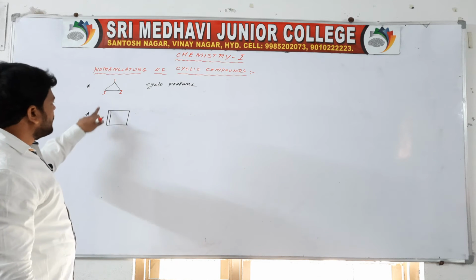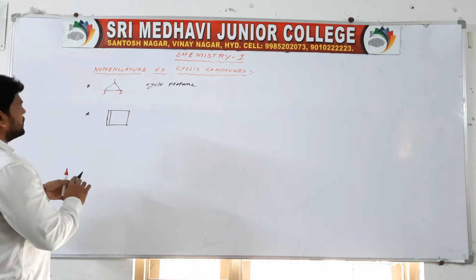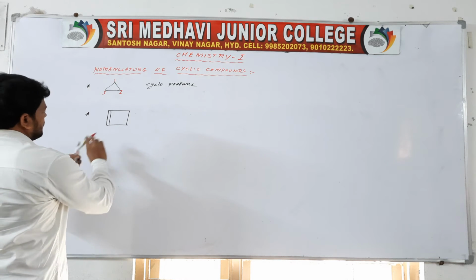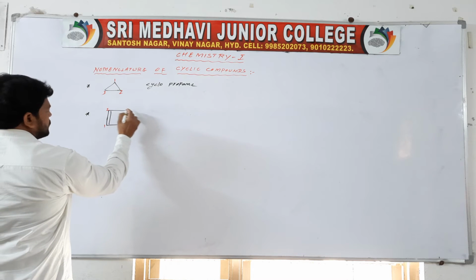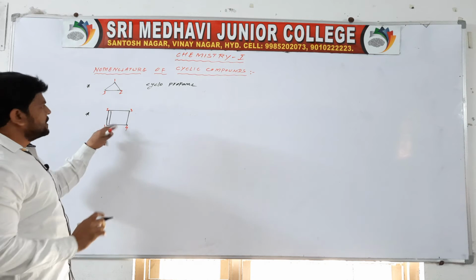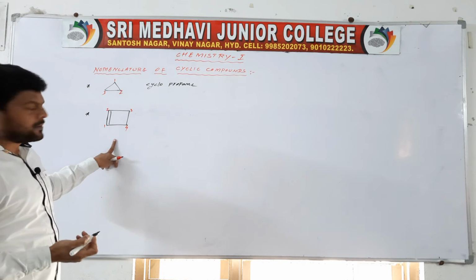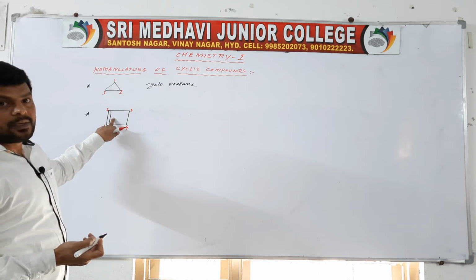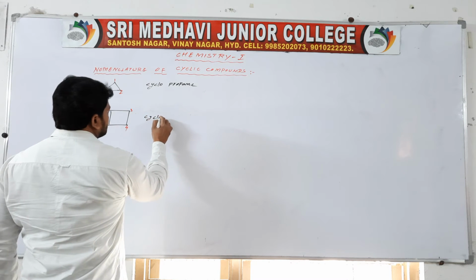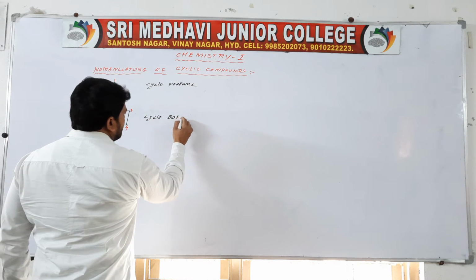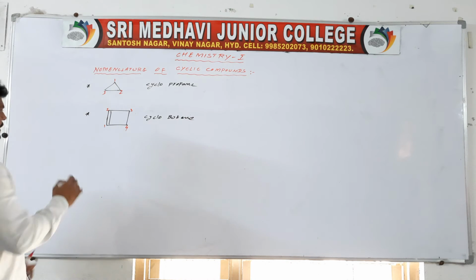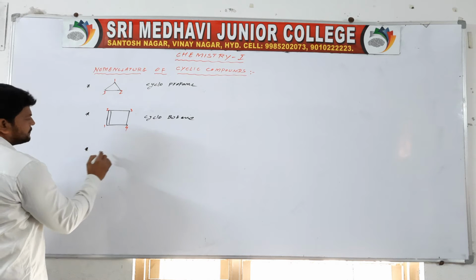So this is 4 carbons. You have to give numbering first, 1 2 3 4. How many carbons in the chain? 4 means but. It contains a double bond, butene. So it is nothing but cyclobutene.